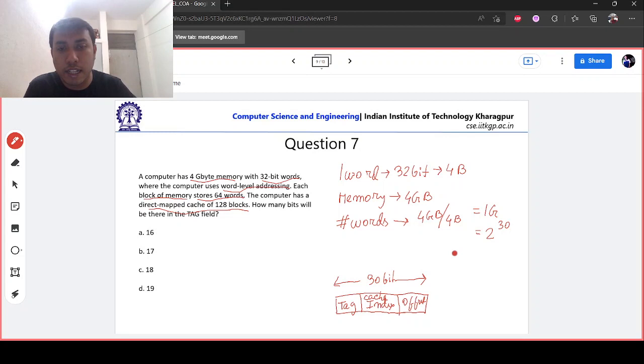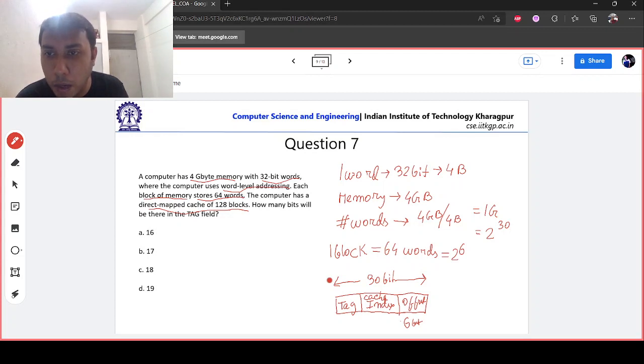Then let's come to this, then the rest of the part is easy, like the previous one. So there is offset. Here it says each block has 64 words, that is 2 to the power of 6. So in each block there are 64 words. So that means to represent each word uniquely in a block we need 6 bits. So this one will be 6 bits offset.